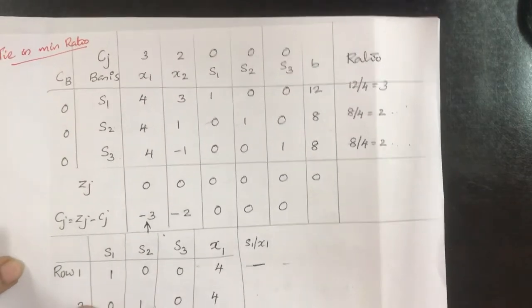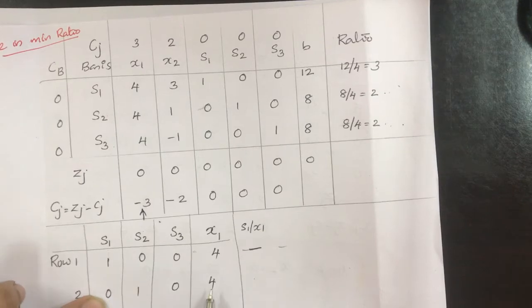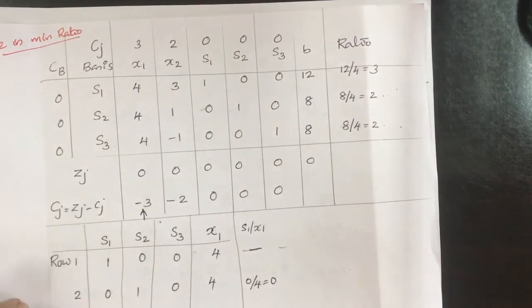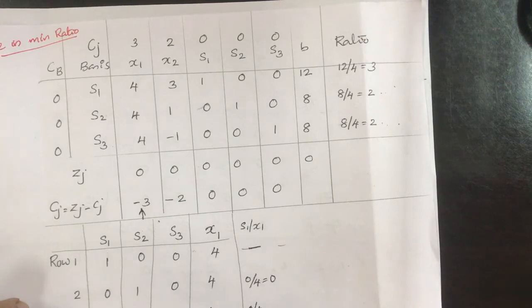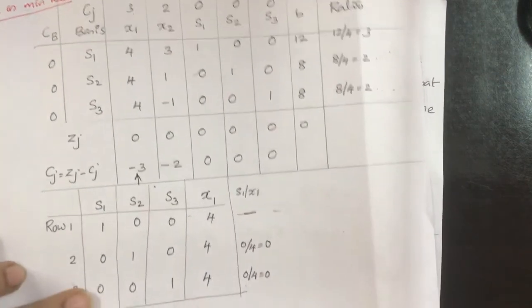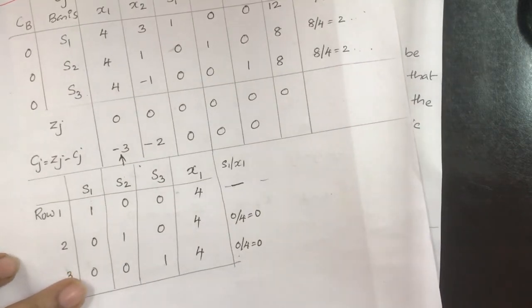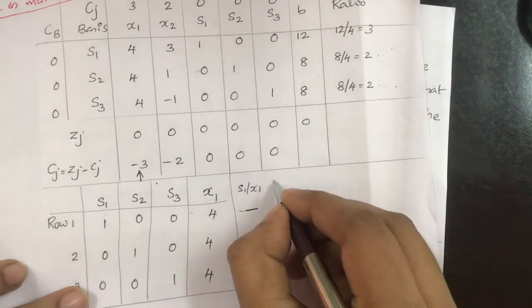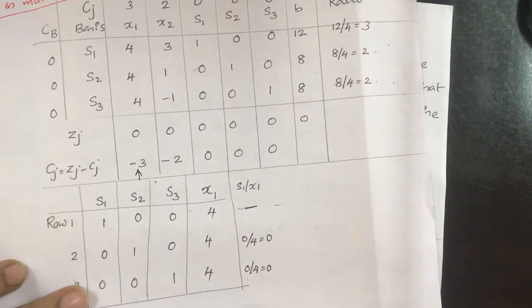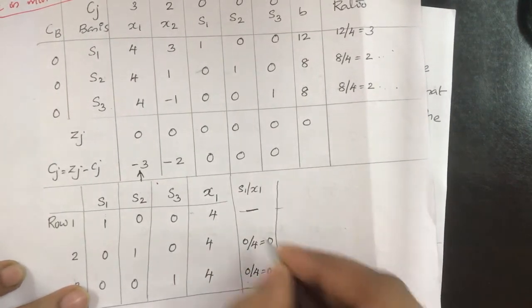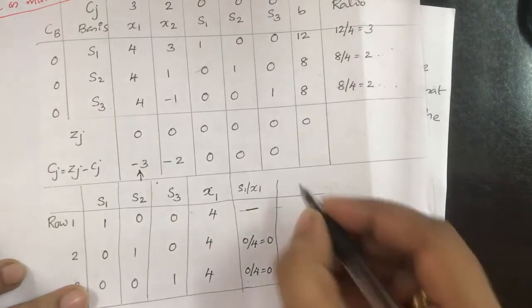Okay. So second row 0, 0 by 4, answer is 0. Third 0 by 4, answer is 0. Here there is a tie. Again a tie occurs. So I go for the next set of values, that is S2 divided by X1.